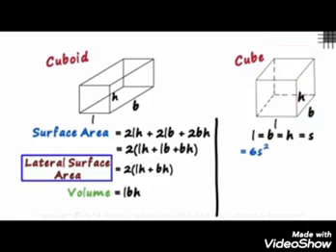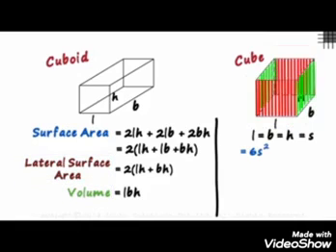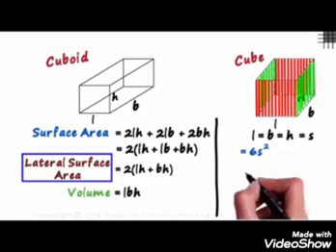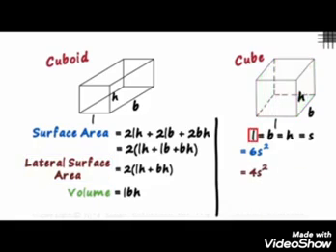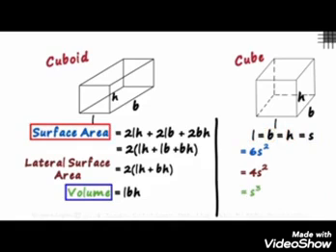What will be the lateral surface area and the volume then? As it has 4 faces on the side, its lateral surface area will be 4S squared. As L, B and H are all equal to S, the volume of a cube will be side cubed. In the next session, we will look at the volume and surface area of a cylinder.